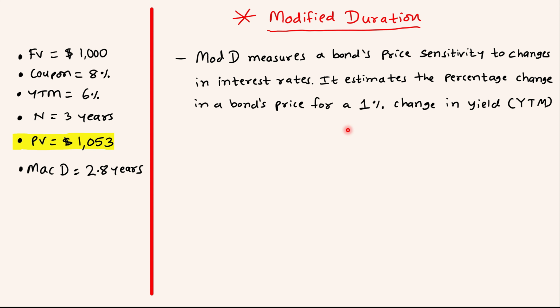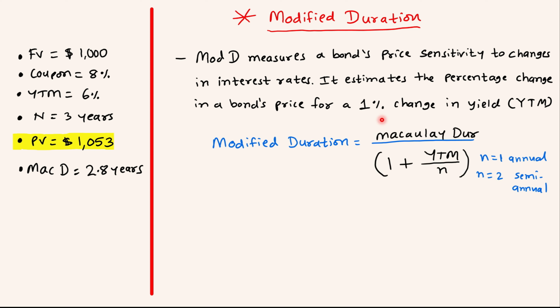So if the market interest rate, or the yield to maturity in the market, goes up by 1%, how is it going to affect the price of our bond? Or if it goes down by 1%, how is it going to affect the price of our bond? So here's the quick calculation for the modified duration. All you do is take the Macaulay duration and divide by 1 plus yield to maturity.